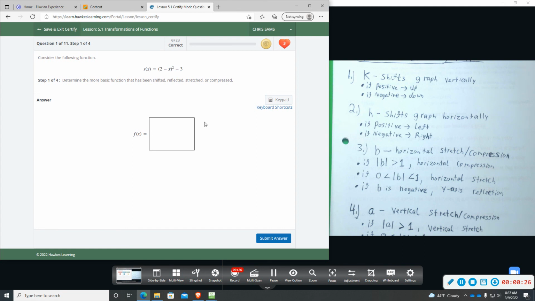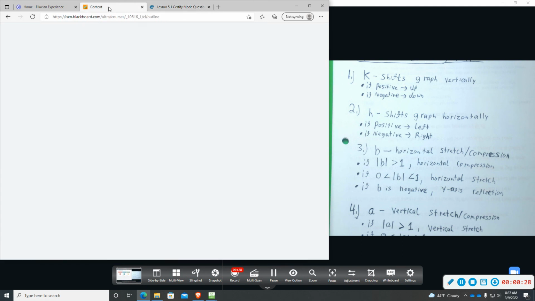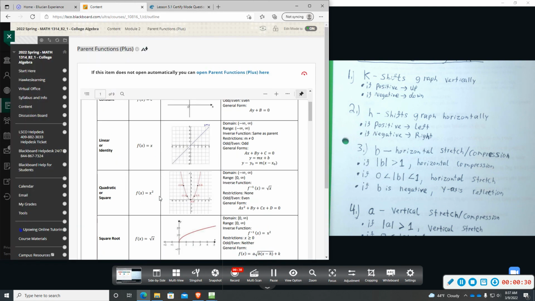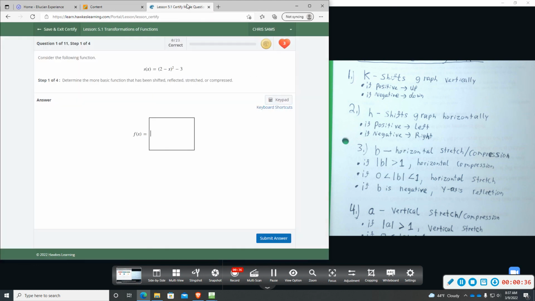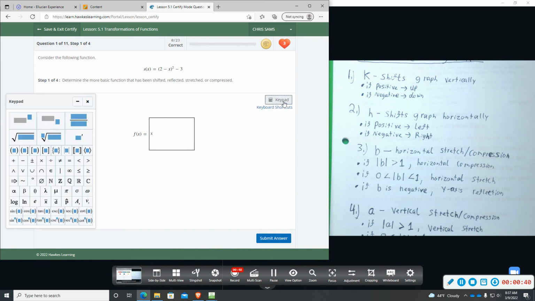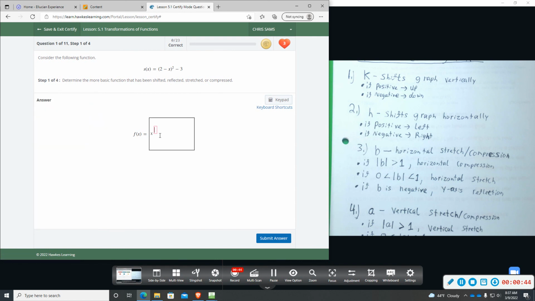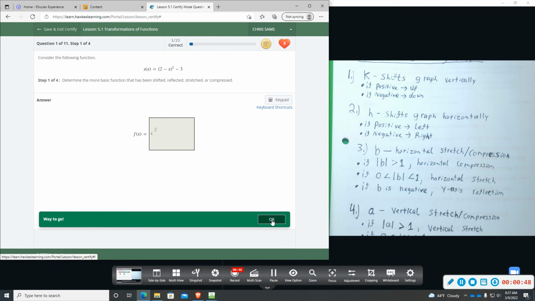So they want you to identify first the parent function. And if you have those, you can easily pull them up. So the only one, x squared, that's the quadratic. So this is the basic function that they're looking for. So right here, I'm just going to type x, keypad, and get my square, and then do squared, x squared. That's the basic function that was changed.